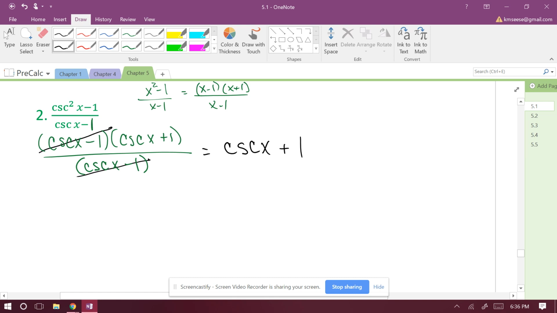This is not a Pythagorean identity because it is not cosecant squared or anything like that. So there is nothing more I can do with this. I could make it 1 over sine of x plus 1, but I don't think that actually simplifies it at all. So we're done.